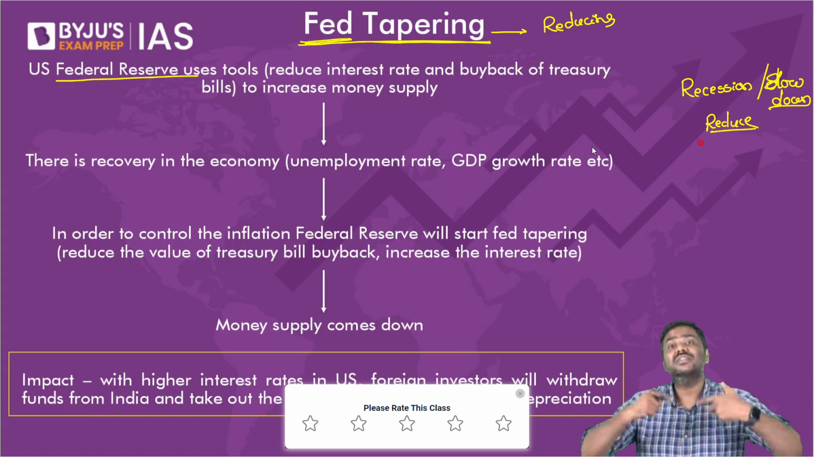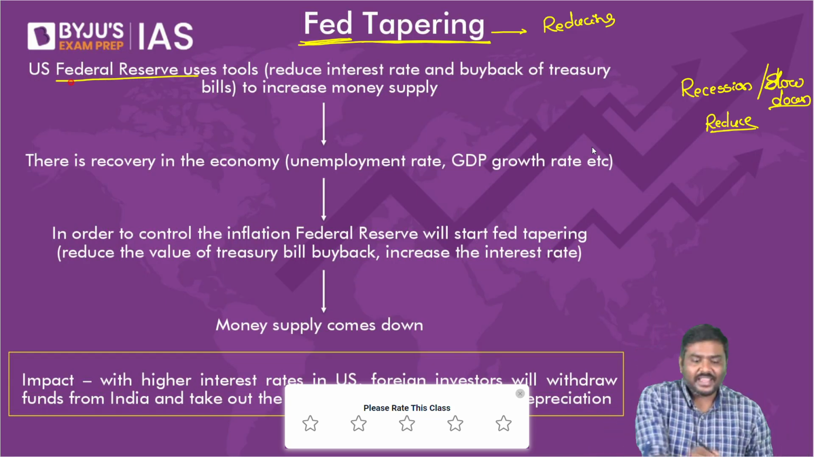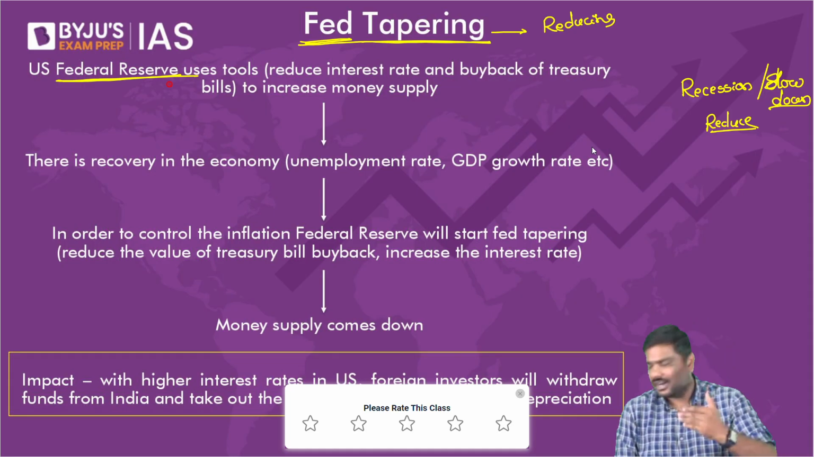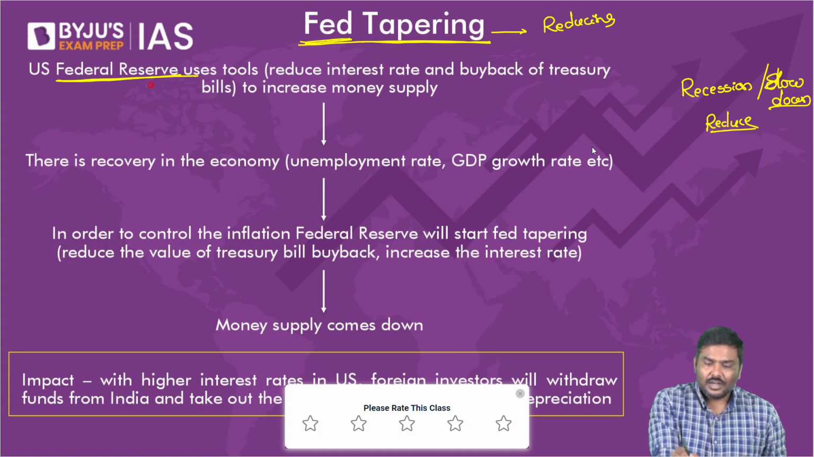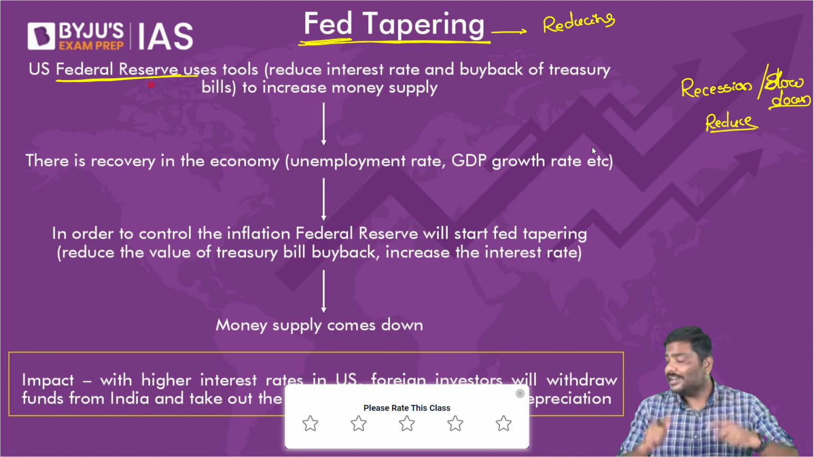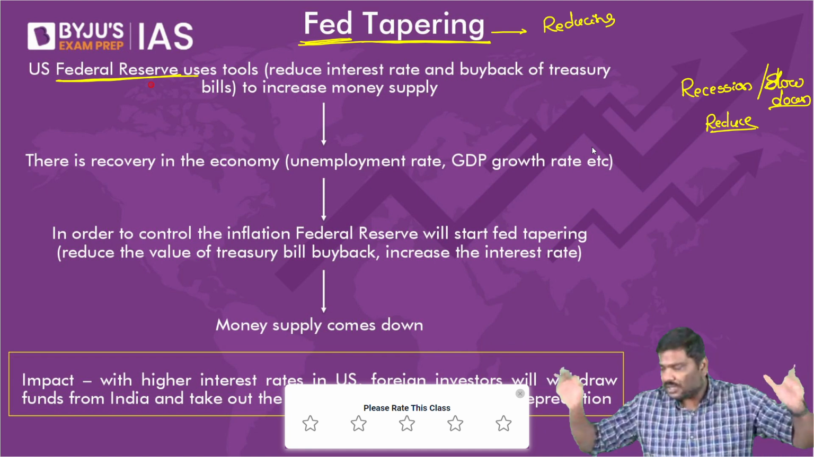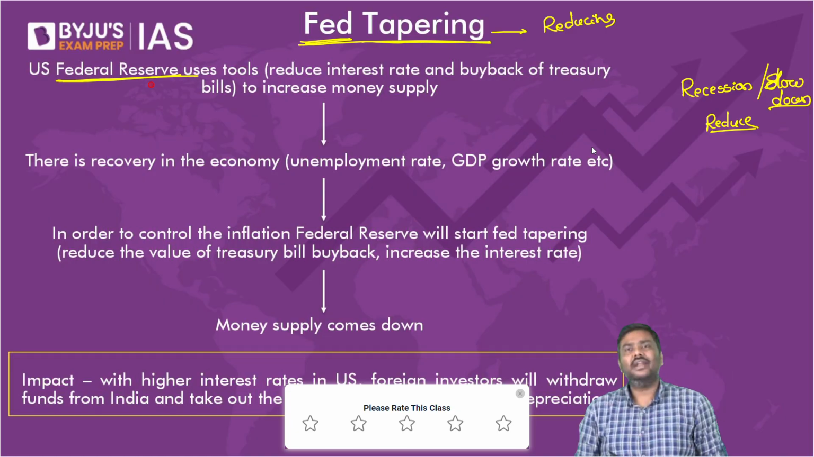Any problem with this? You'll have to reduce because you want to increase money supply. You want to follow expansionary policy. All of you are okay with this? And this expansionary policy followed by the Federal Reserve, that is called quantitative easing. Do you understand the term quantitative easing now? Please do let me know. Please remember quantitative easing: expansionary policy, increase the money supply.